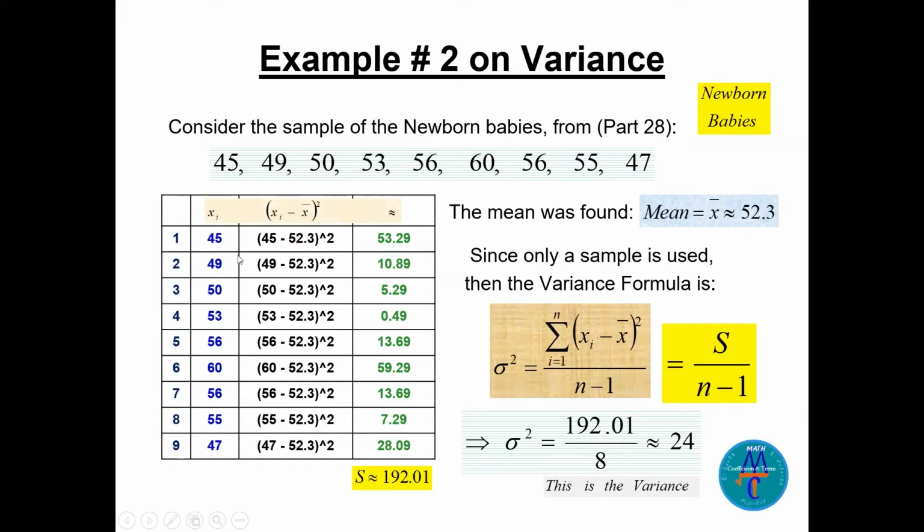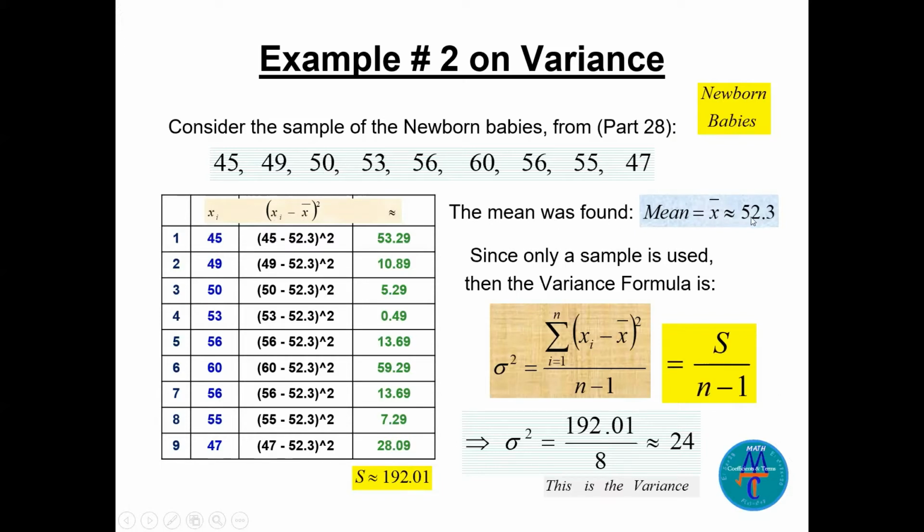Let's see another nice example about newborn babies, which we have seen also in part 28. We have 9 newborn babies. So this is X1, X2, X3, X4, etc., until X9, which is 45, 49, 50, 53, 56 until 47. We subtract the number here minus the mean.